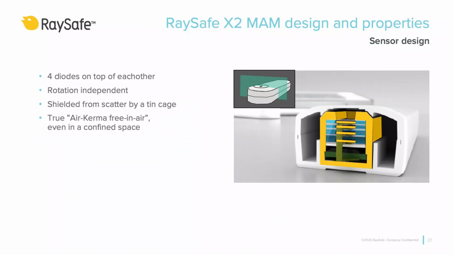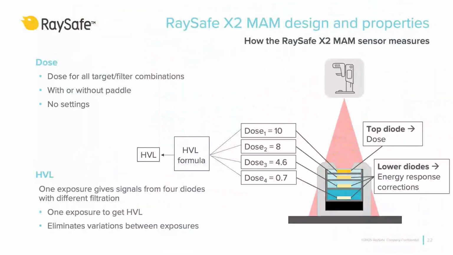The sensor stack is shielded by a tin cage, protecting it from scatter radiation, which could affect measurement accuracy, giving true air kerma, free in air, even in a confined space. As presented on the earlier slide, the sensor stack consists of 4 layers of diodes with different filtration. This provides 4 channels of information during each exposure. These different channels are used for optimized calculations of your desired parameters.